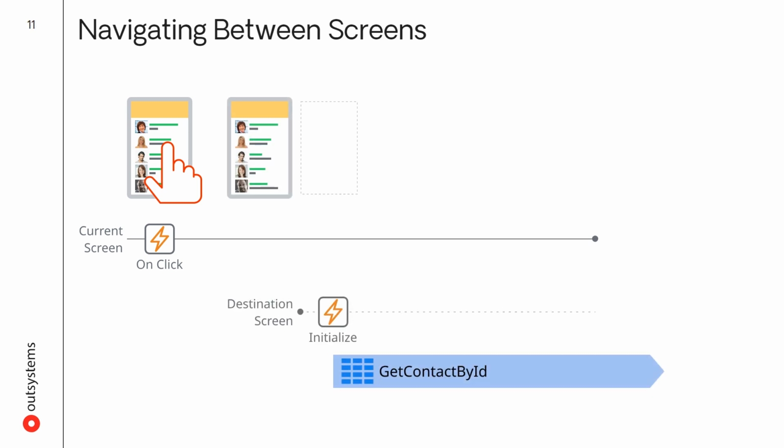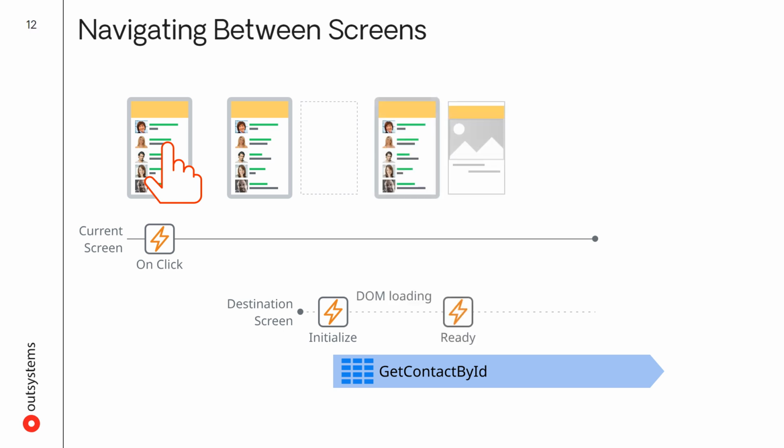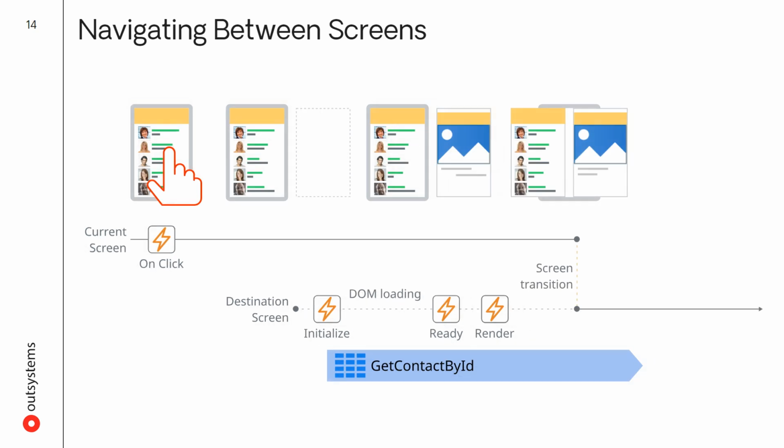In the background, the initialize event of the destination screen triggers. The aggregates and data actions defined at the destination screen level also trigger. The destination screen DOM starts to load. Eventually, when it is ready, it triggers the ready event. This is followed by the destination screen rendering, which triggers the render event. At this point, the screen transition is initiated. Only at this point, the user will see the destination screen.